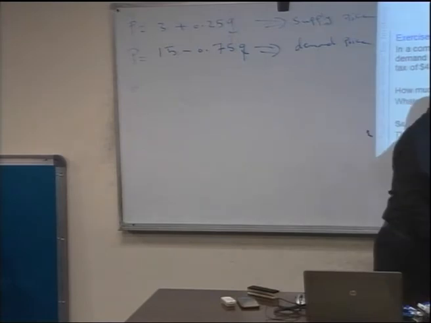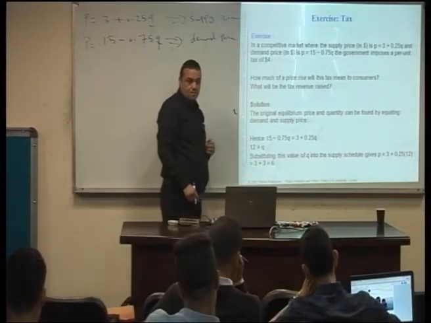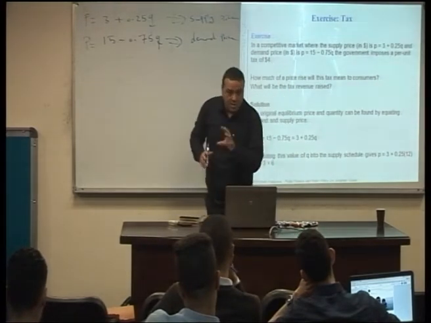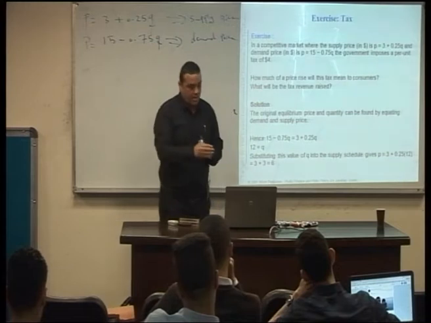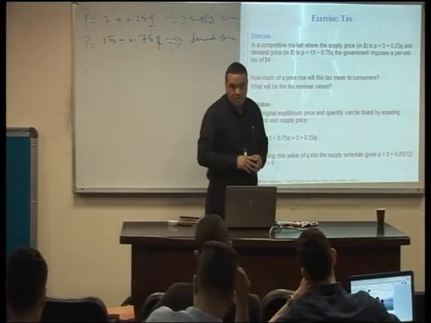The government imposes a per unit tax of $4. Let's see what the effects are on the equilibrium price and equilibrium quantity, and then we will calculate the tax revenue for the government.